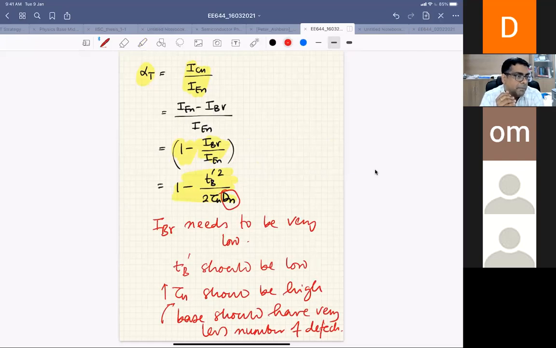So for the diffusion length to be high, your doping should be low, right? Diffusion length has a doping dependence. So your doping should not be very high in the base. If the doping is very high, then the DN will be low, so then you will have an issue. So your base doping cannot be very high.